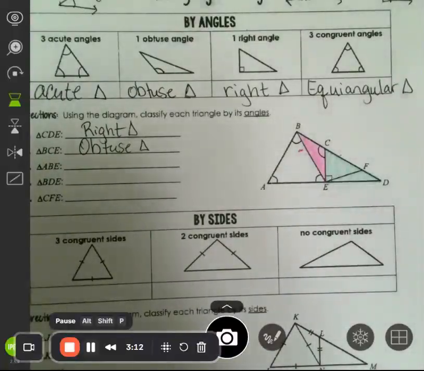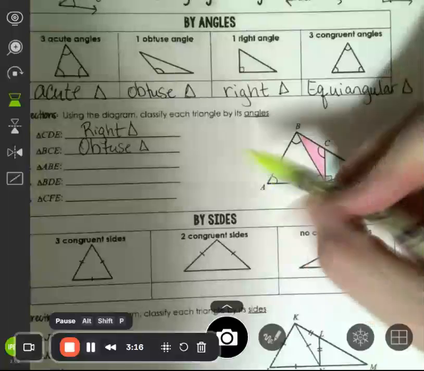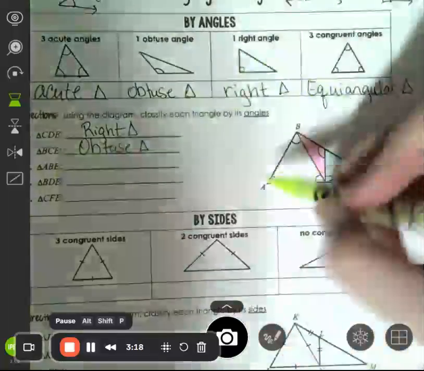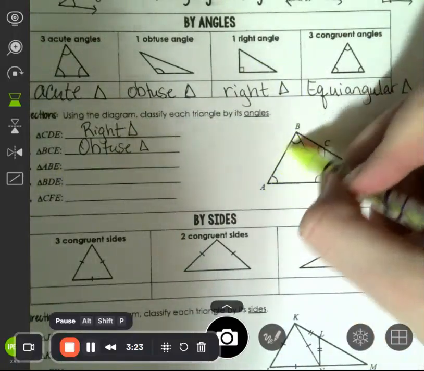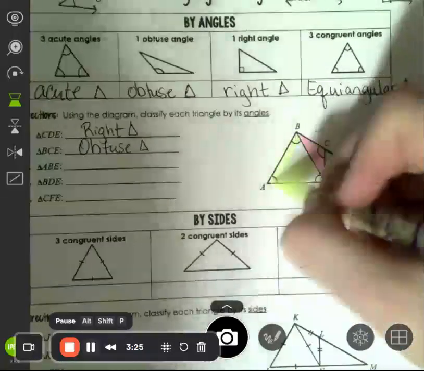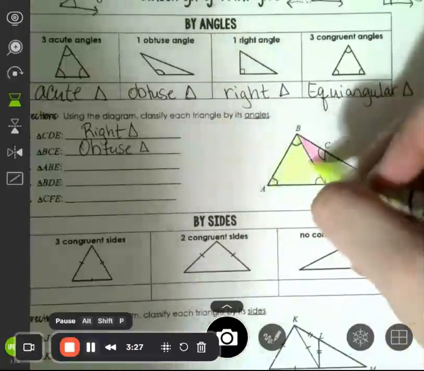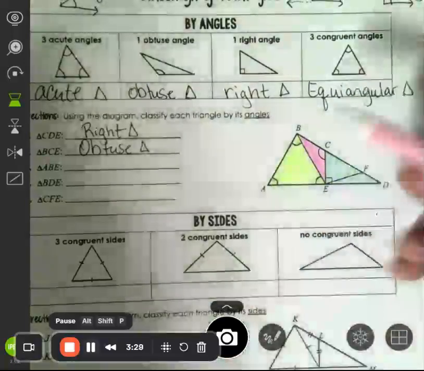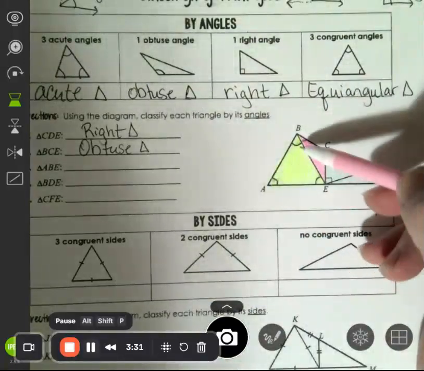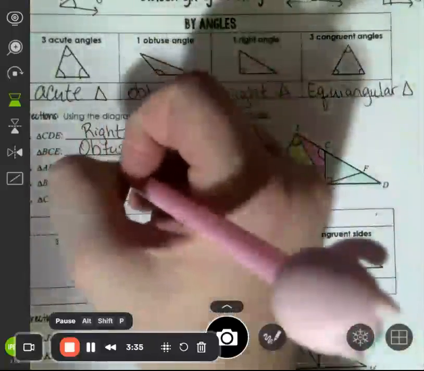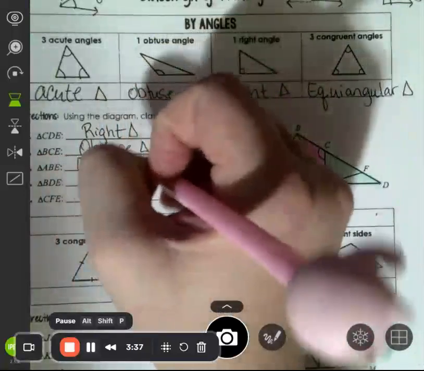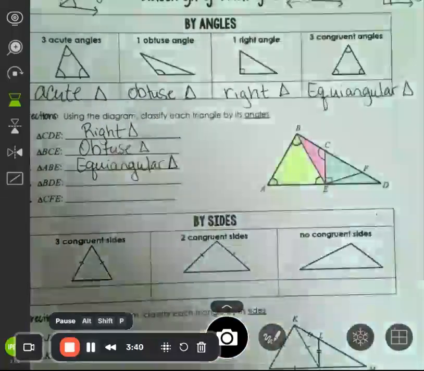Okay, next, ABE. Again, I'm going to use the name of my triangle to help me trace the map here. A to B down to E would be this triangle right here. And I can see by the notations, all of the angles are congruent. Therefore, this is an equiangular triangle.